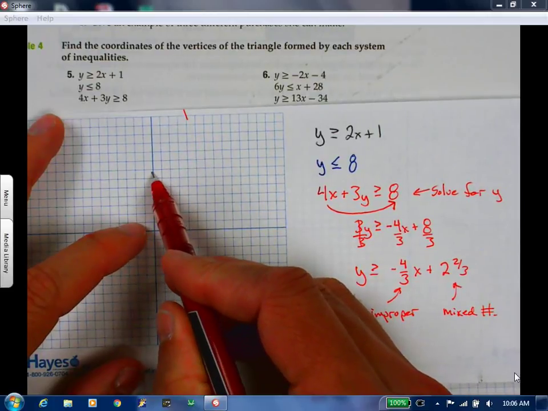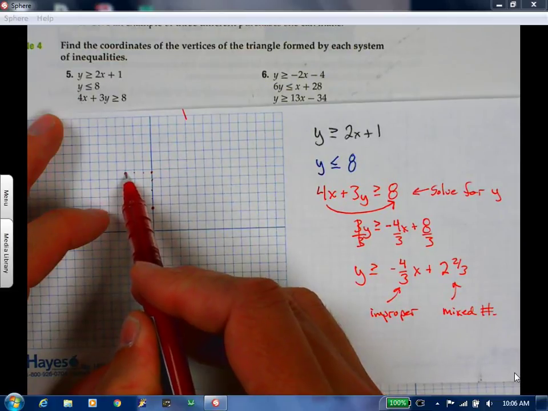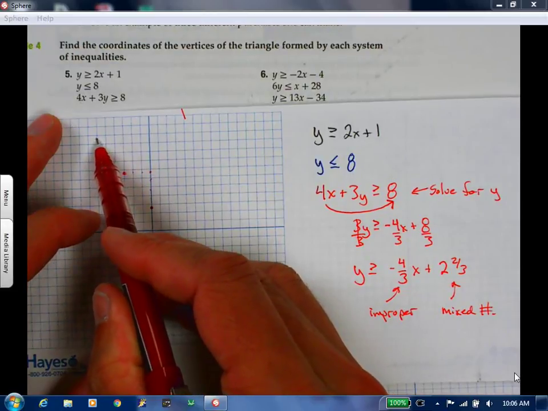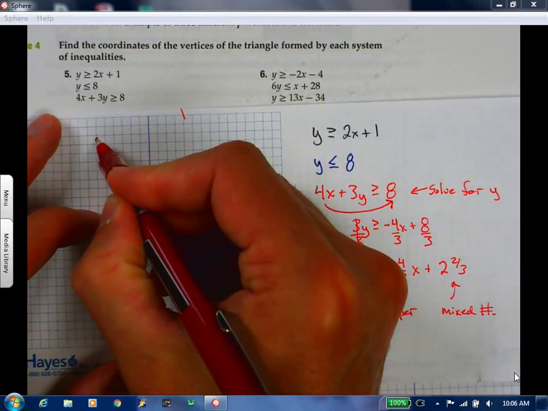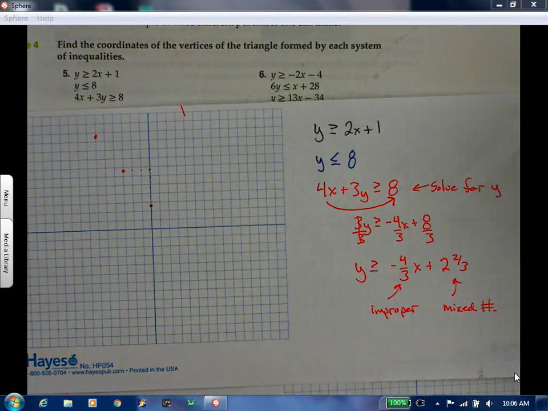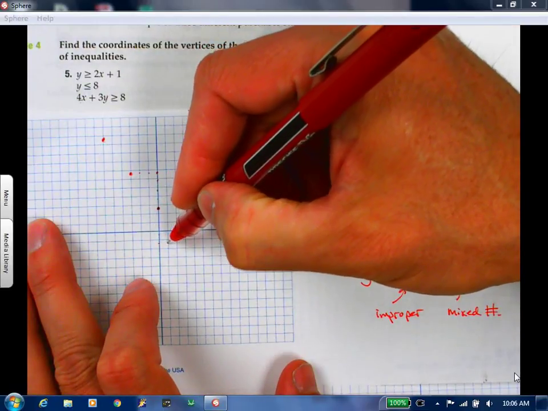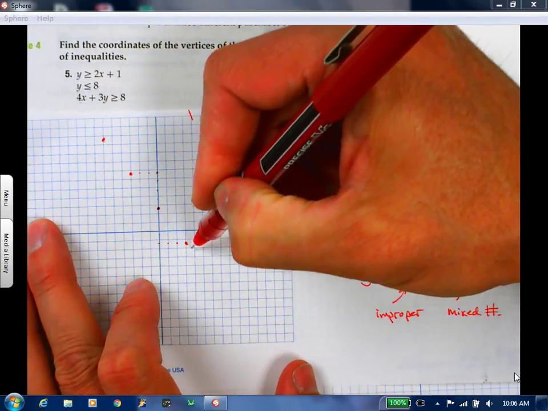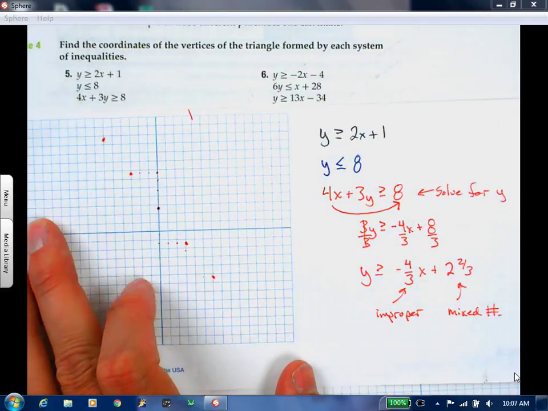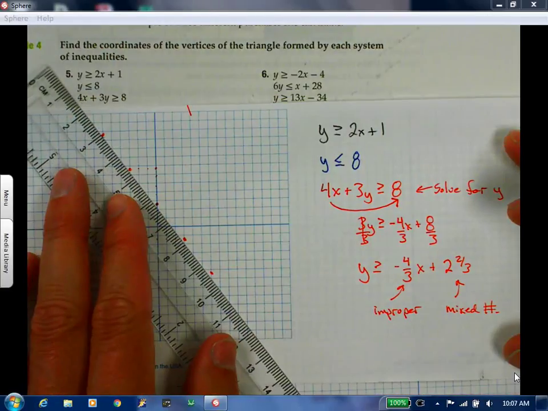Notice I'm not on the lines. I'm still at that 2/3 mark. If you put it on the line, your line's going to be off. And we want to find the vertices of this triangle that we're going to form, so it's going to be important that we stay on the line, or stay on that 2/3 mark. And this is solid.